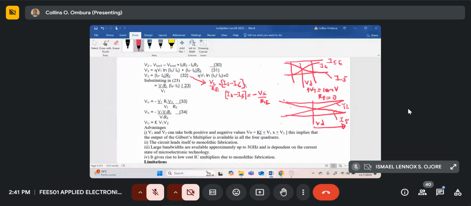So let's take it that I5 divided by I6 is approximately equal to 1, and natural log of 1 is 0. So we can approximate that V2 will be approximately equal to I5 minus I6 into RE. So this equation 32 gives us the relationship of how I5 and I6 change as a result of V2. And that is what we wanted.